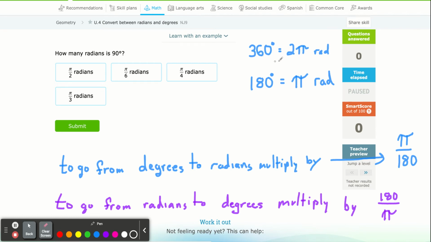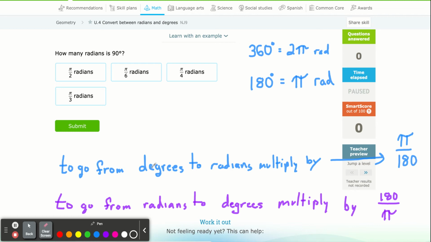What's nice to remember, and this is what I'd write down, is that one time around a circle, an angle that goes all the way around the circle, is 360 degrees. That's the same as 2 pi radians, or 180 degrees is equal to pi radians. Using this relationship, we can come up with a ratio to multiply by.